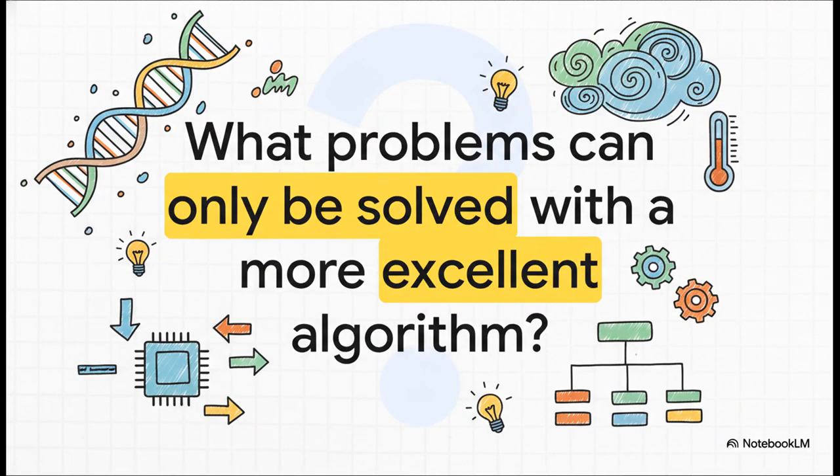Which kind of leaves us with one last big thought. When you look at the huge challenges we're facing, things like mapping the human genome or modeling climate change, these are all massive, massive data problems. And solving them isn't just about building faster computers. It's going to depend on us discovering even more brilliant, more excellent algorithms.